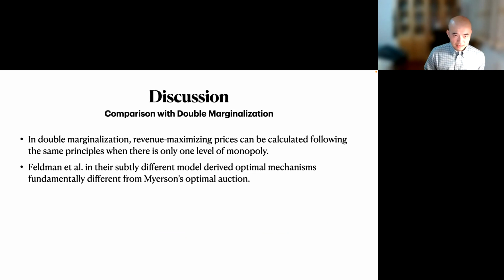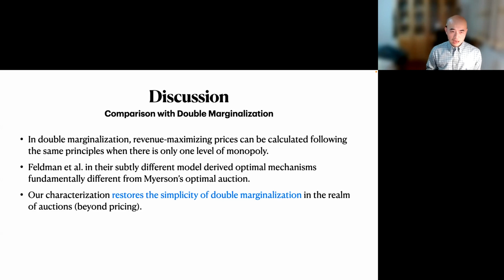And Feldman et al., in their subtly different model, showed that the optimal mechanism is fundamentally different from Myerson's optimal auction. So one conclusion they drew from their study is that auctions are fundamentally different from monopoly pricing problems, in the sense that when you have two levels of auctions, you can't apply Myerson's logic level by level to obtain each level's revenue optimal auction. Our characterization, in contrast, restores the simplicity of the double marginalization literature.